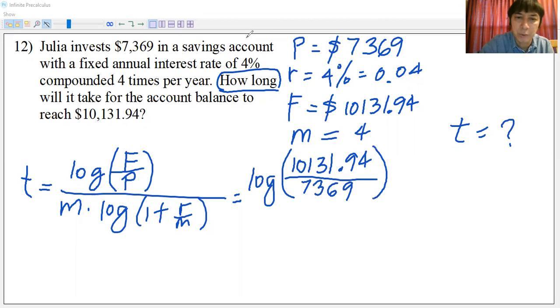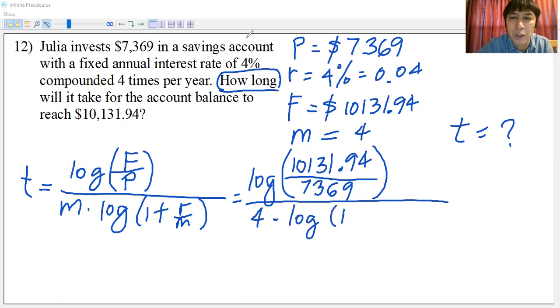Logarithm of that ratio will be part of the numerator. Okay, and then from the formula, we have the M, that's 4. 4 times the logarithm of 1 plus 0.04 over M equals 4 also. There. So we can now compute.